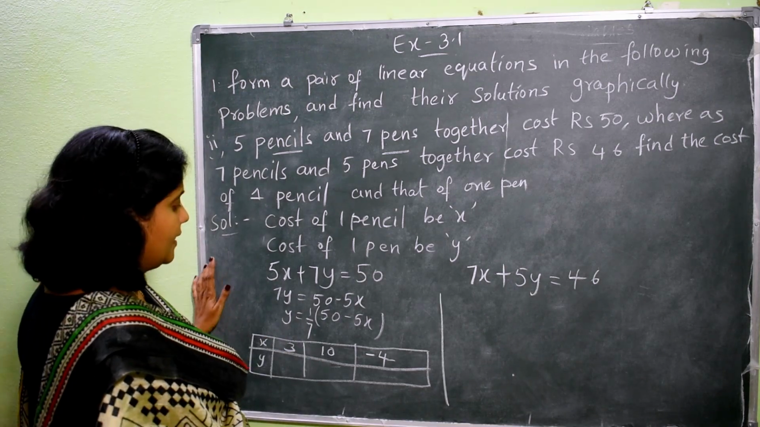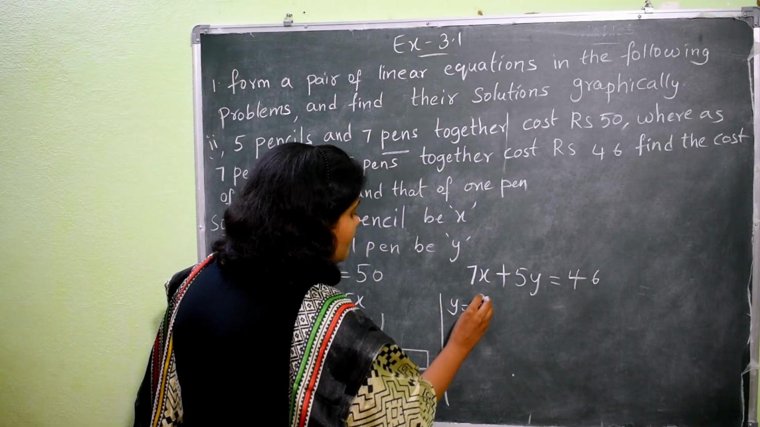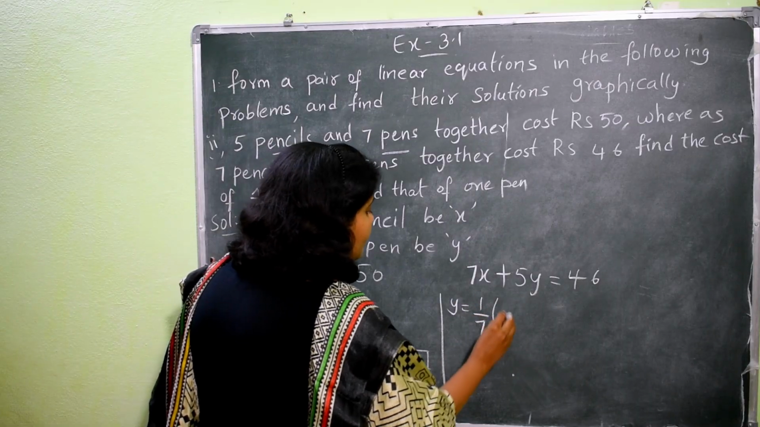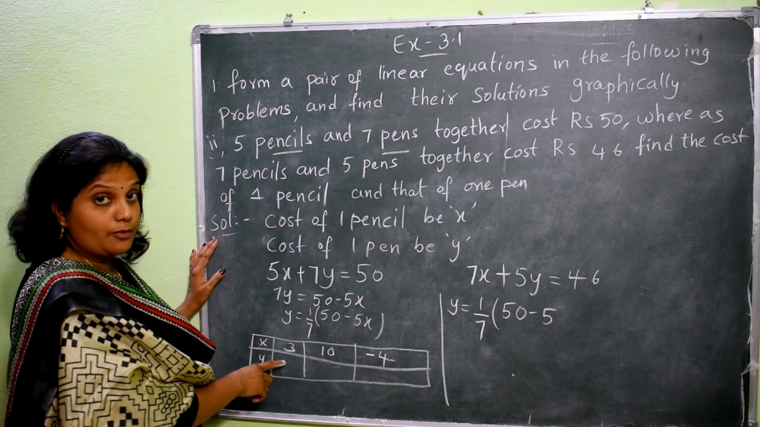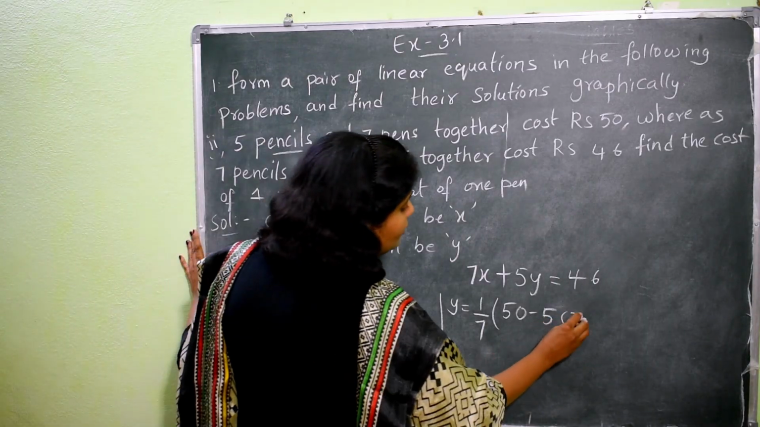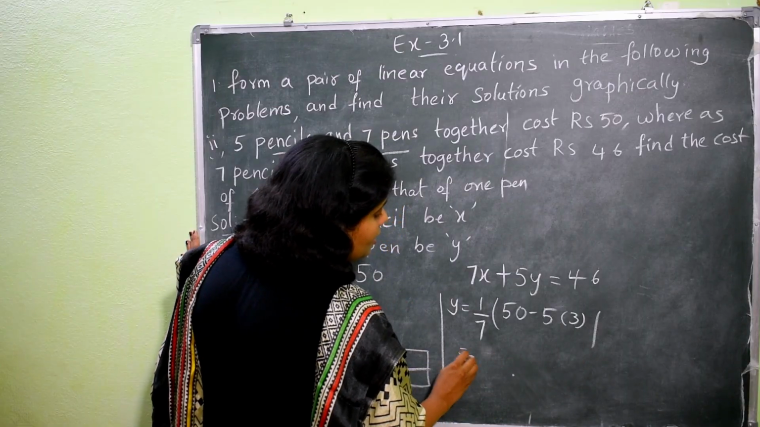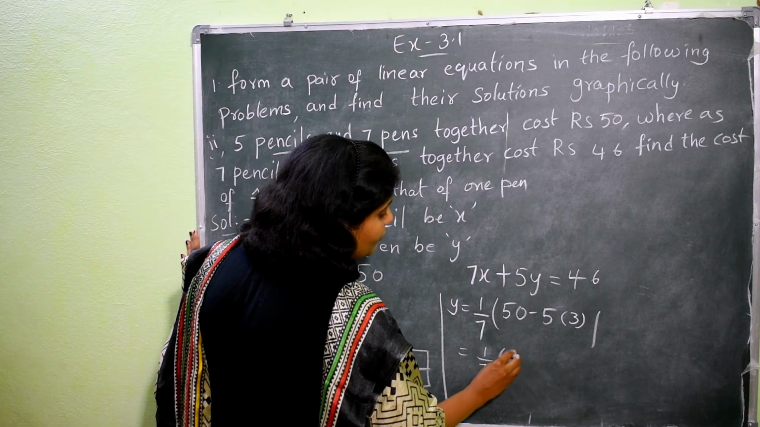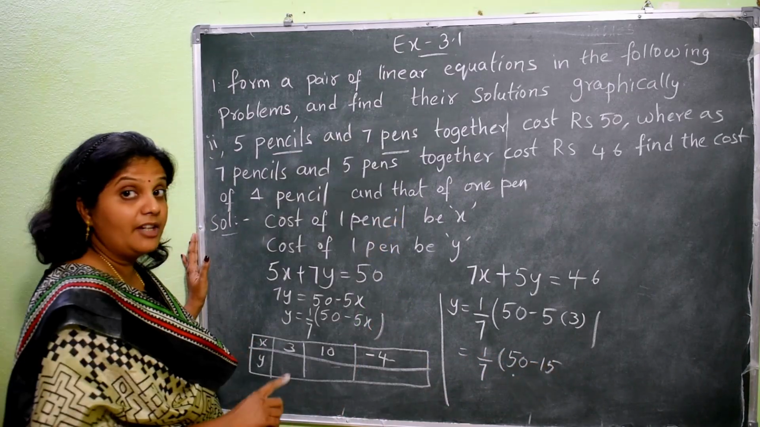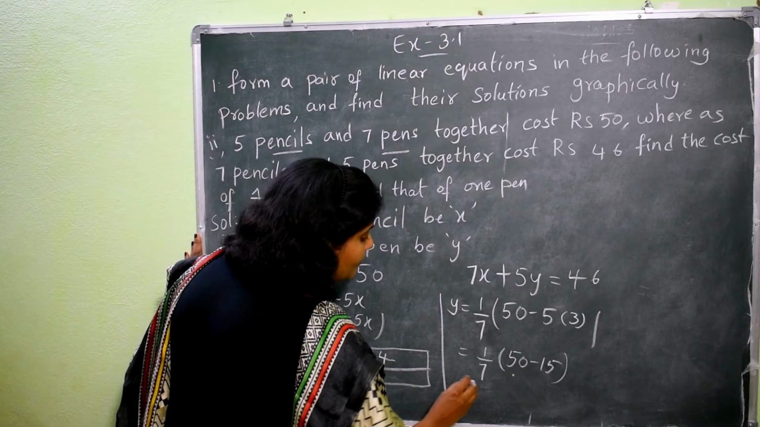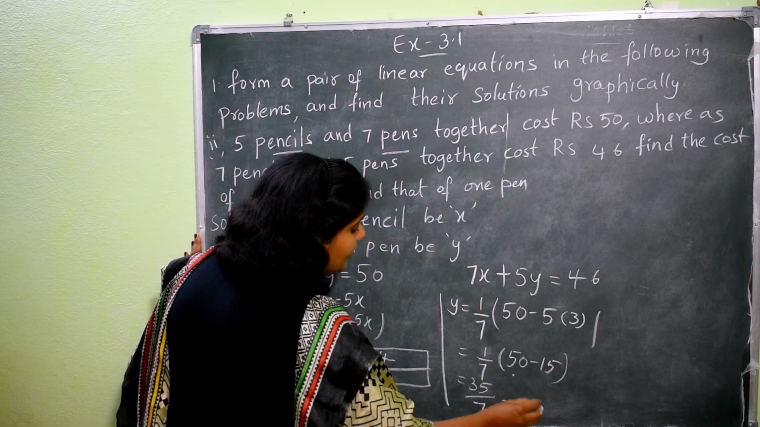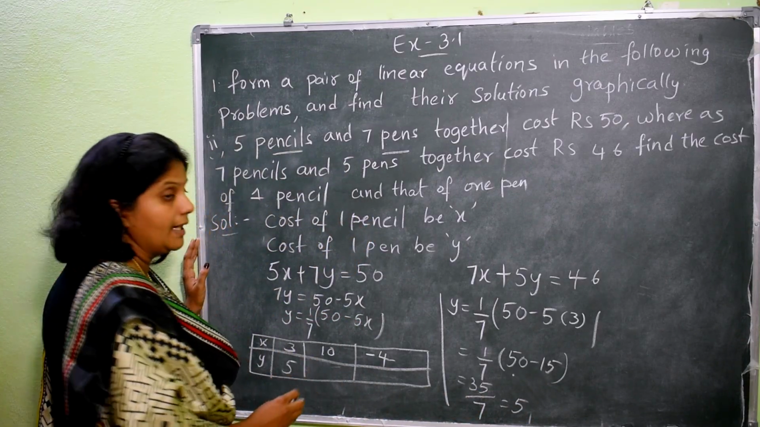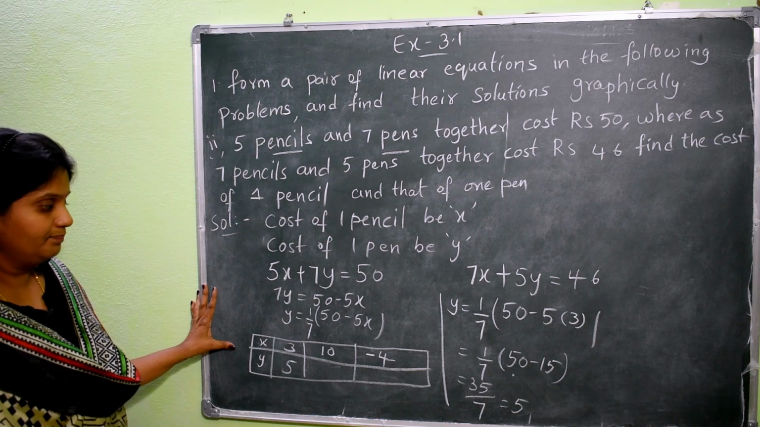Okay, x value as 3. We are assuming the x value as 3. 1 by 7 into 50 minus 5 into the x value, how much did we get? We assumed 3 here. 5 into 3, how much? 15. So 50 minus 5 3s, 15. So 50 minus 15, how much? 35. 35 by 7, how much? 7 5s are 35. So for x equal to 3, we got the y value as 5.